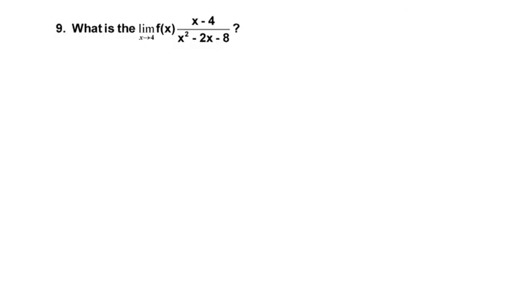9. What is the limit as x approaches 4 of f of x?